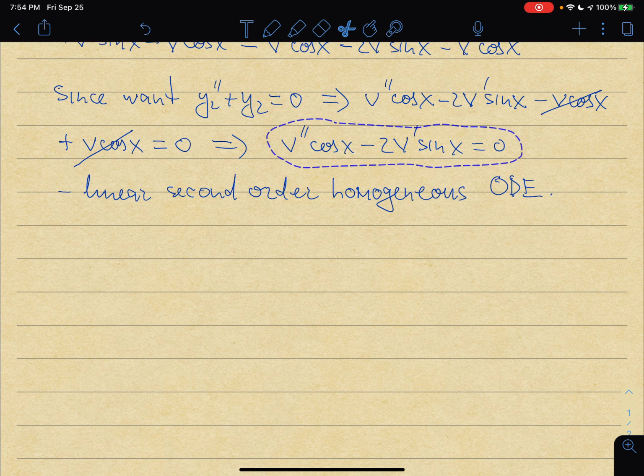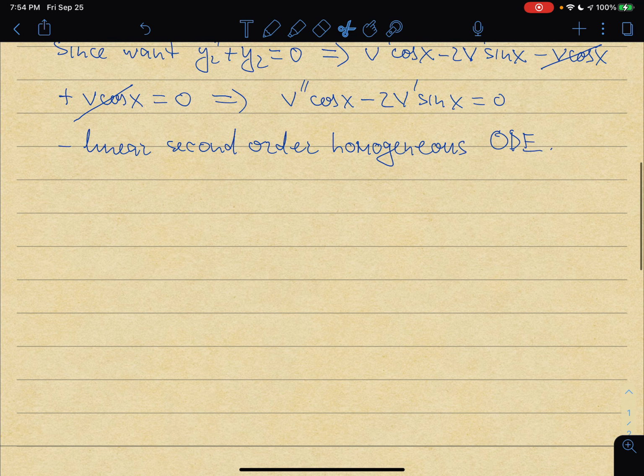However, as we'll see in a moment, the main thing about this new equation is that unlike the first equation, it does not have the function v itself. It only has v prime and v double prime, and we'll see in a moment that this actually is going to be helpful. So let's see why it is helpful.